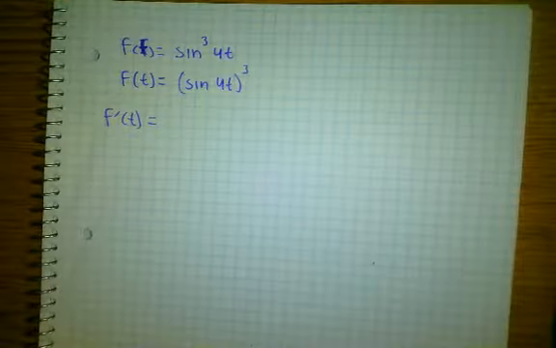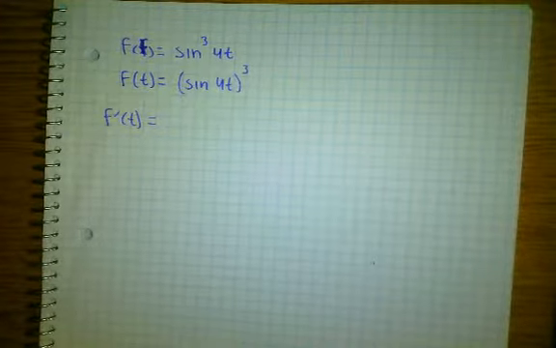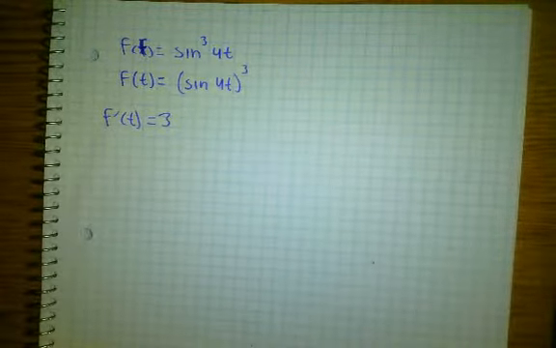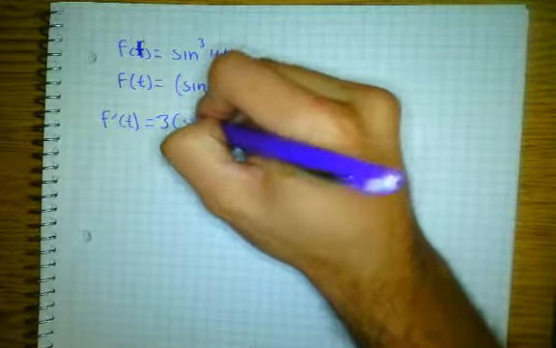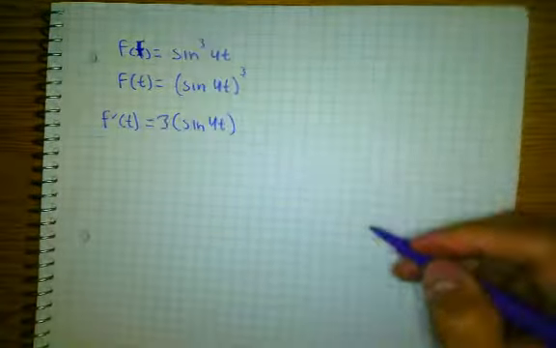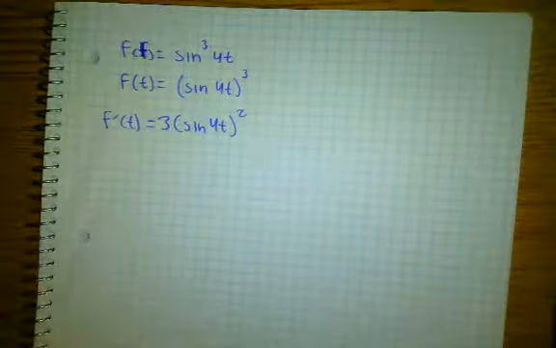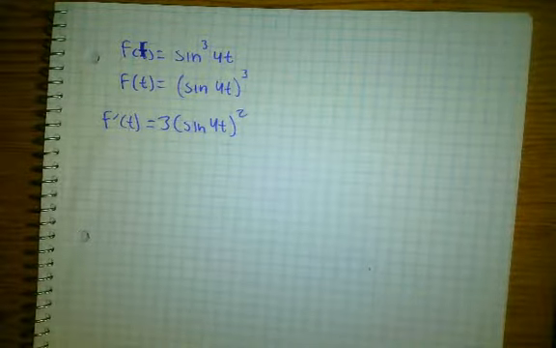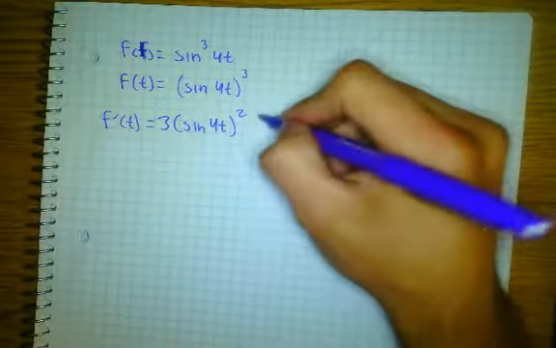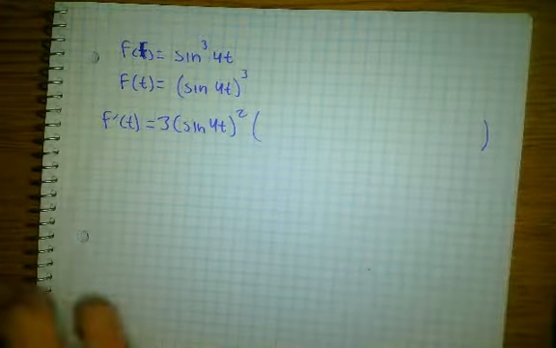So we're going to start the process out. You tell me what I do first. Bring the 3 to the front. So 3. Then what? Leave sine 4t. Leave whatever I have on the inside alone. Agreed? Then what? The power comes out to be 2. Cool? That's the first part of the chain rule. Then what do I have to do? The derivative of the inside, right? Okay, the derivative of the inside.